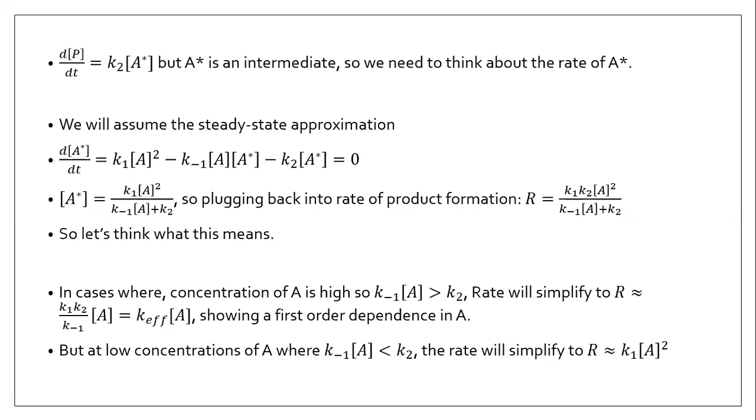And all the k's essentially go to k effective. So we see a first order dependence on A. But at really low concentrations, where k2 is bigger than the effect of k−1 times A, the k2's cancel out, and you get the rate is equal to k1 [A]^2. So at really low, it looks like it's first order dependent, but over time, if you let it go long enough, it develops a second order dependence. So it essentially looks first order, and then something breaks linearity and jumps into second order once you get that tipping point.